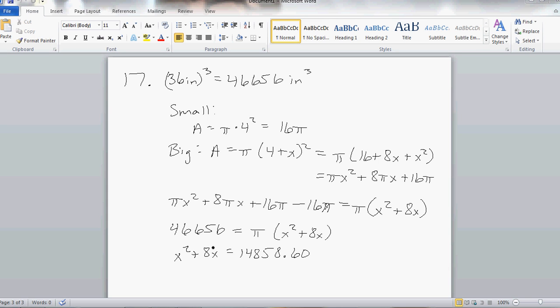Now I'm going to look at this and say, oh, I need to complete the square here. So x squared plus 8x, half of 8 is 4, and square that is 16. So I need to add 16 to this. Since that's already in my calculator, all I have to do is press plus 16, and I get 14,874.60.